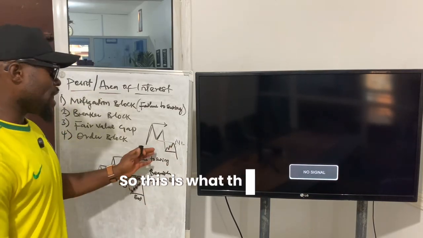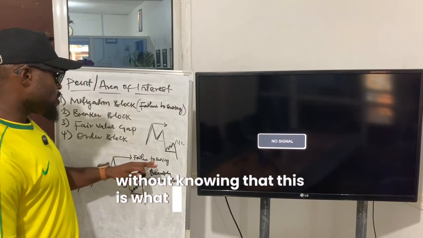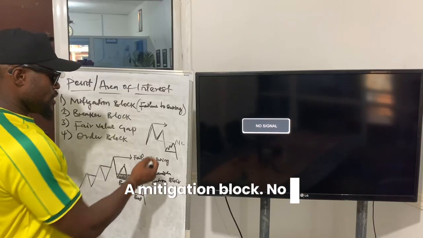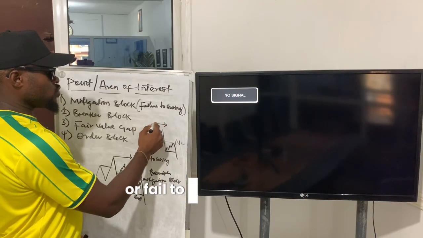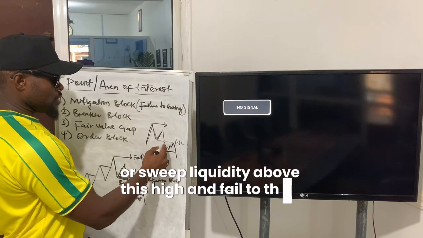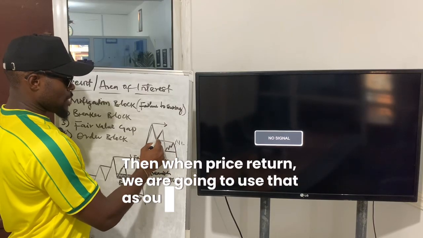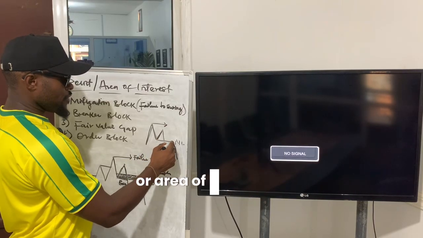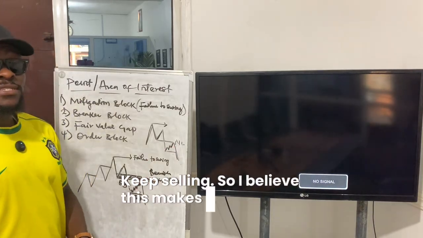Resistance. So this is what they have been trading ever since, without knowing that this is what? A mitigation block. Now, a failed order block that was supposed to break this high, or sweep liquidity above this high, and fail to the downside. Then when price returns, we are going to use that as our what? Point of interest or area of interest to what? Keep selling. So I believe this makes sense.